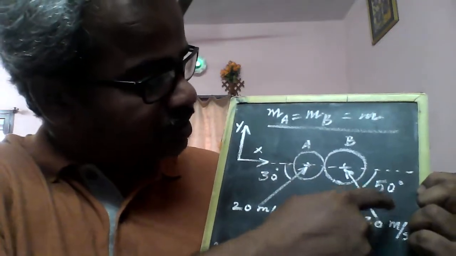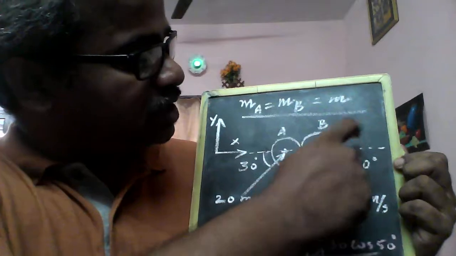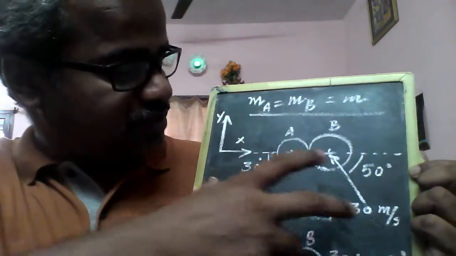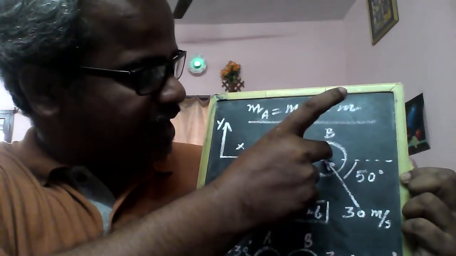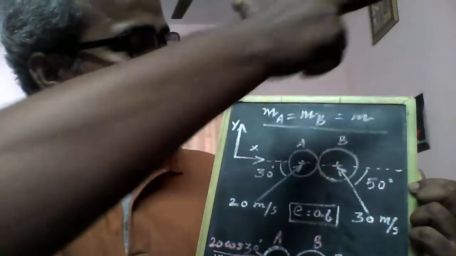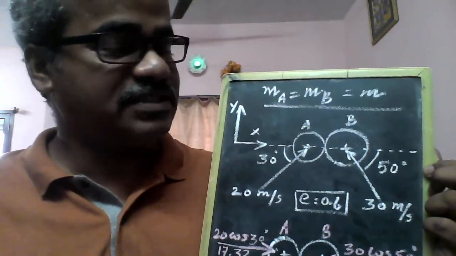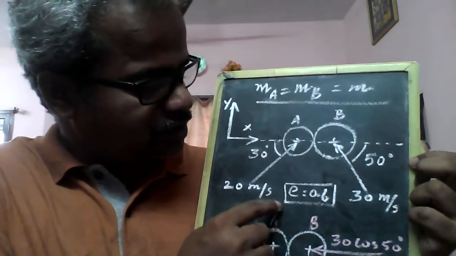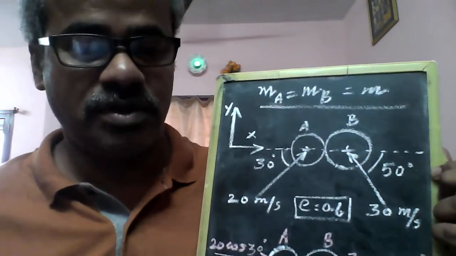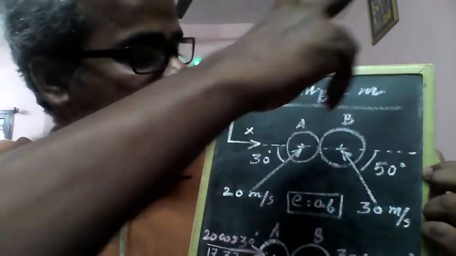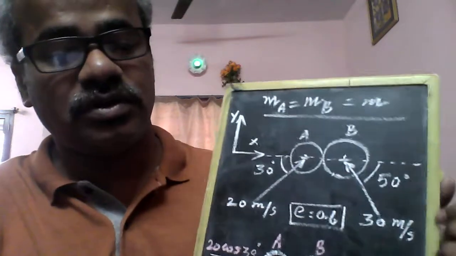And the second ball B is moving with 30 meter per second at 50 degrees to the horizontal. Both are moving in an inclined manner, and they hit at one point of time and will go outwards after impact. If the coefficient of restitution is 0.6, as given in your problem, what is the final velocity of the bodies after oblique impact? So you have to find out the final velocity.